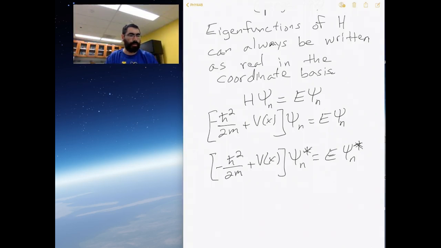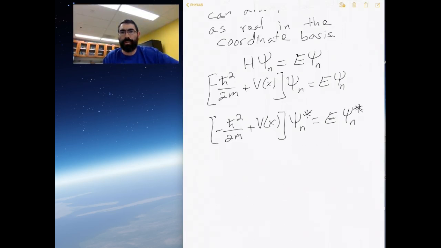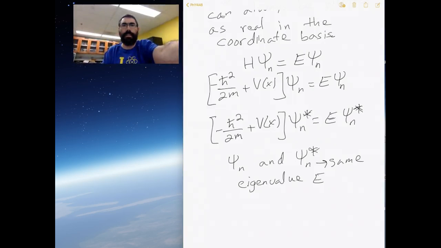Okay, so now what we want to do, before I get to any derivations, basically again what these two equations show is that I have two wave functions, psi and psi star, which are both eigenfunctions of the same eigenvalue, which just happens to be the energy E.